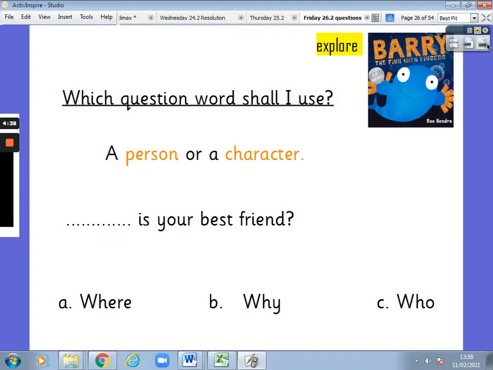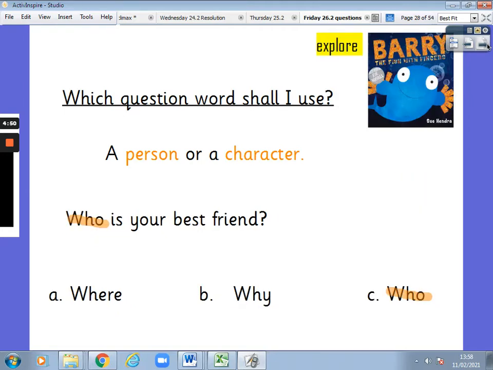Is it A, where is your best friend? B, why is your best friend? Or C, who is your best friend? A, B, or C? It's C. Who is your best friend? That's right. The question word who means we're looking for a person or a character as an answer.